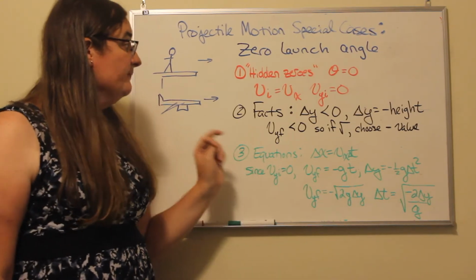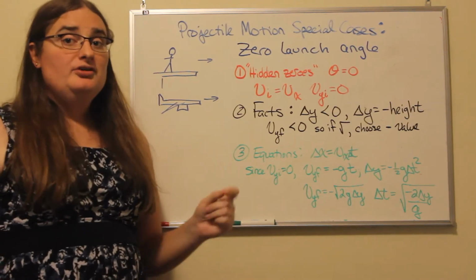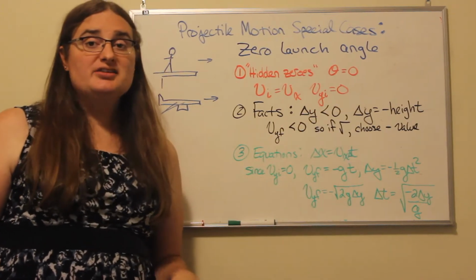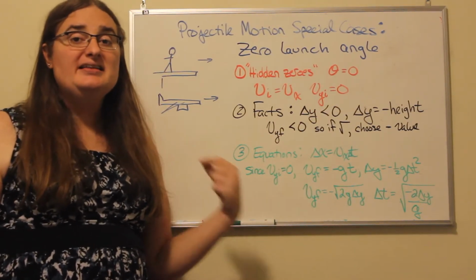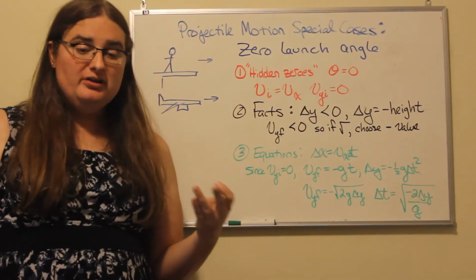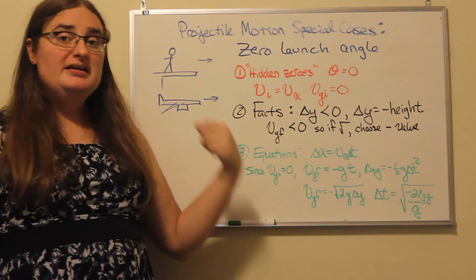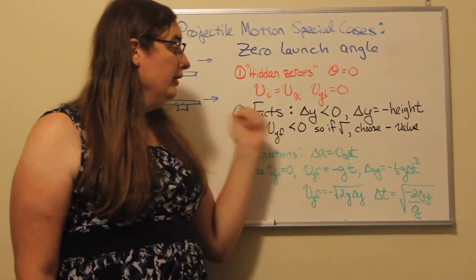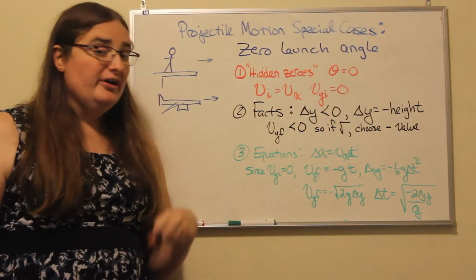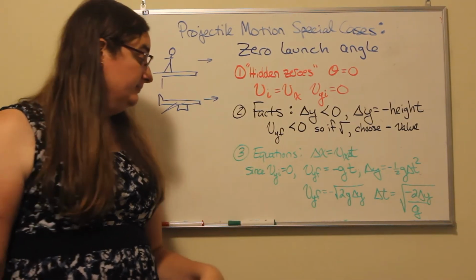Now, once you have identified that you have zero launch angle, there are a couple of facts to make use of. The first: at zero launch angle, to have a projectile, you have to be falling. That means your change in y has to be less than 0, and your change in y is going to be equal to minus the height that you fell. The other piece is that the final component of the velocity in the y direction has to be negative. So if you are using a square root to solve for the y component of the final velocity, you need to choose the negative value for that.